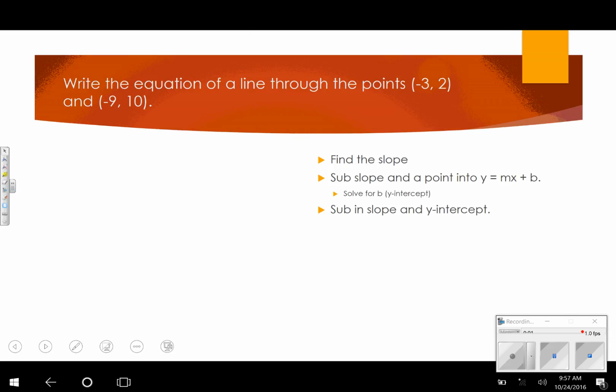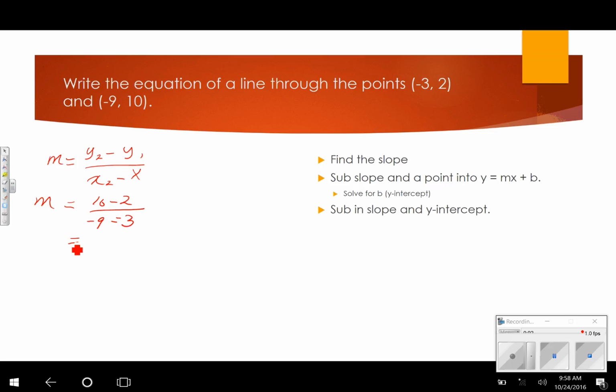All right, now to write an equation of a line through the points (-3, 2) and (-9, 10), the first thing I need to do is find the slope. So I'm going to sub that into the slope formula. Hopefully you remember it from last year. y2 minus y1 over x2 minus x1. Okay, and when I sub in, I'm going to do 10 minus 2 over negative 9 minus a negative 3, which is going to give me 8 over negative 6, which is negative 4/3.